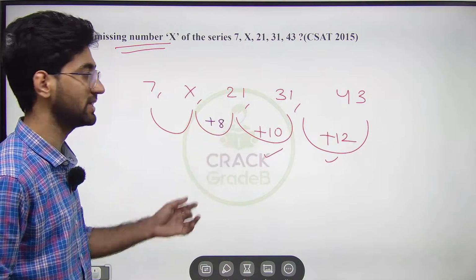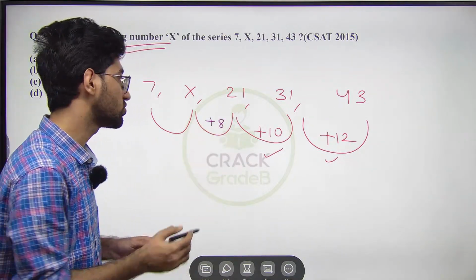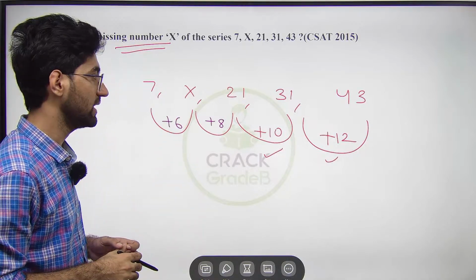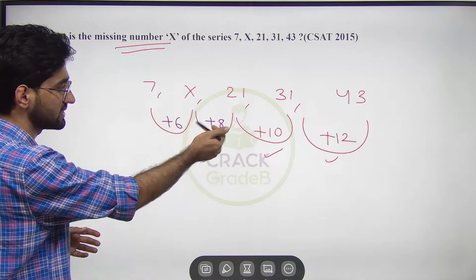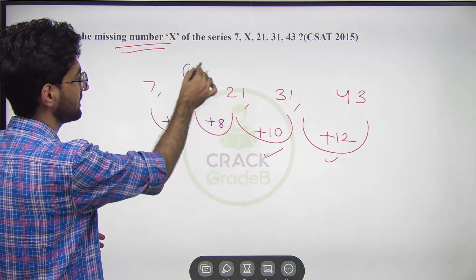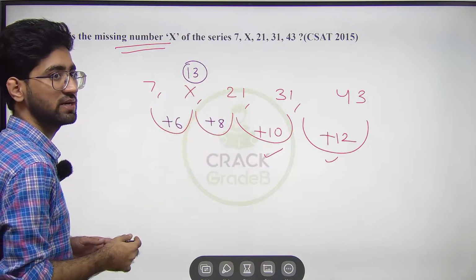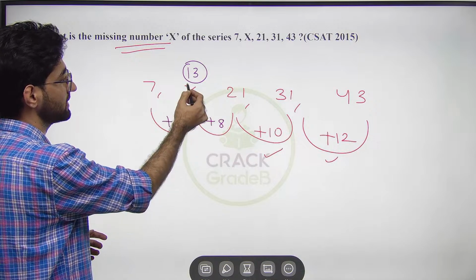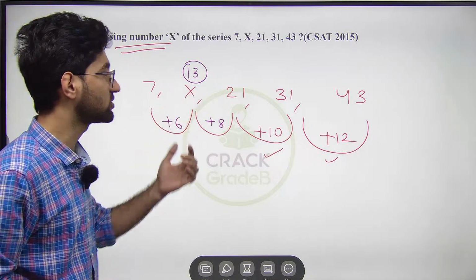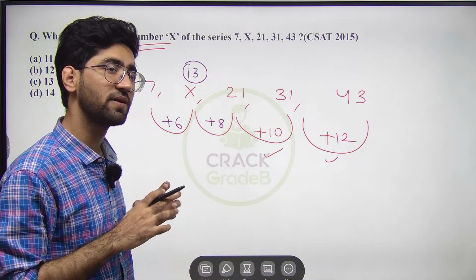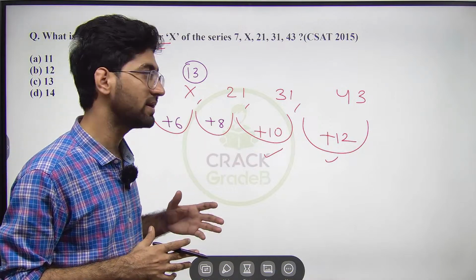And if you are saying that this is plus 8, you should be able to think that this must be equal to plus 6, right? Now we can cross verify this thing. If x plus 8 is 21, x is 13. 13 plus 8 is 21. Similarly, if x is 13, 7 plus 6 is 13. So x should be equal to 13, right? So basically we have identified the correct pattern of the given number series.